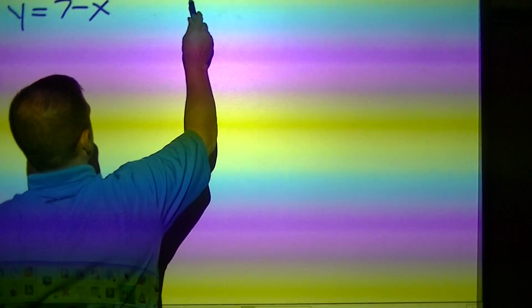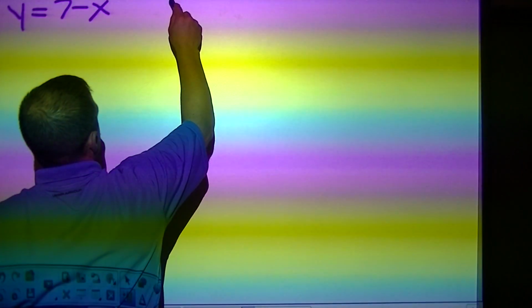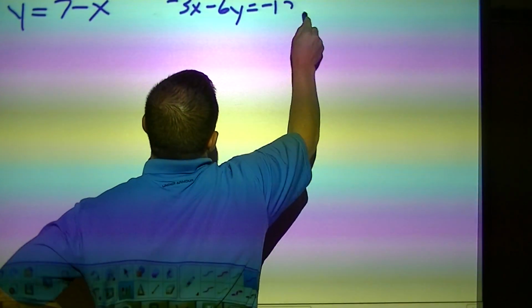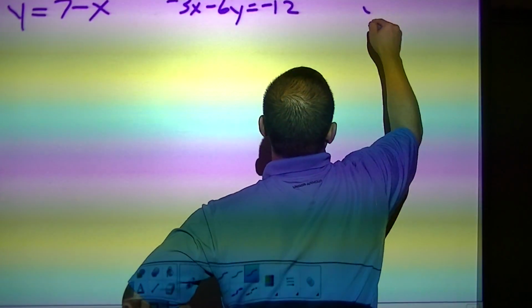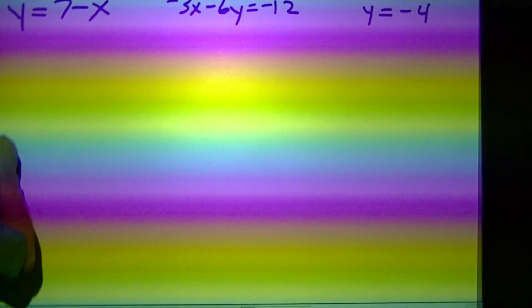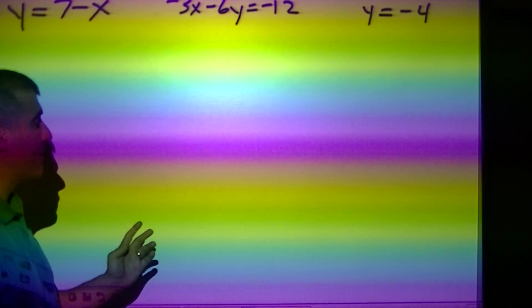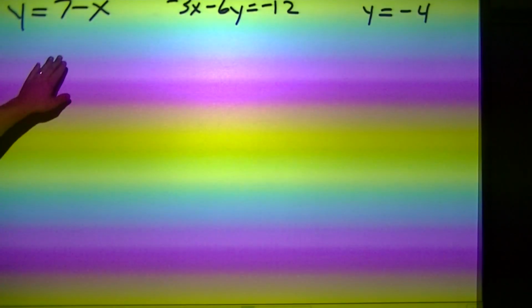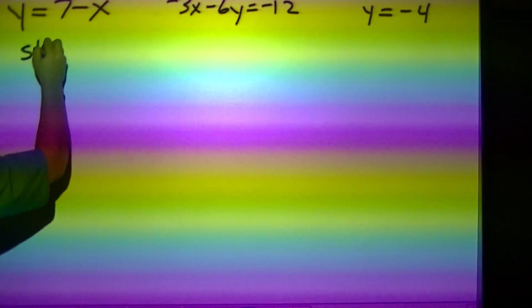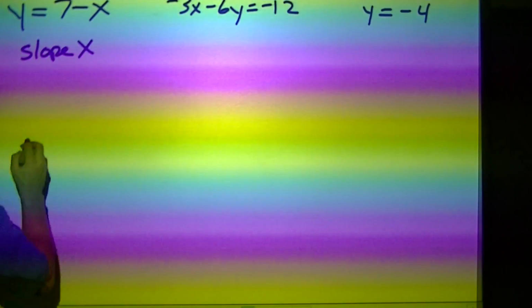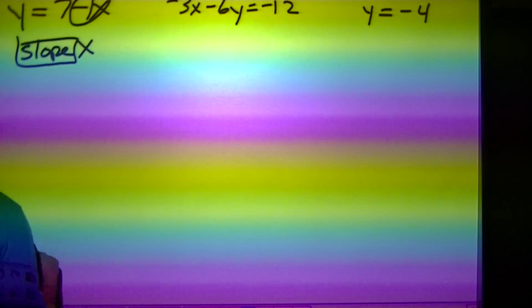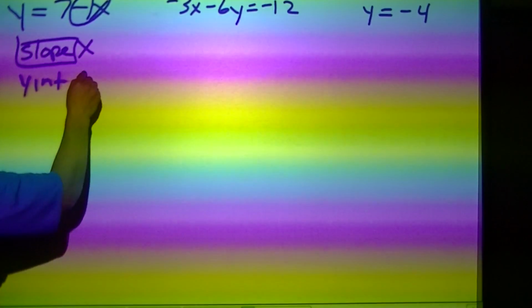Let's do negative 3x minus 6y equals negative 12, and then let's say y equals negative 4. I think you guys are probably going to get those the fastest. Now, where some people get confused with this is they look and they say, oh, that's my slope. Remember, slope is in front of x, okay? So my slope here is actually negative 1. My y-intercept here is 7.